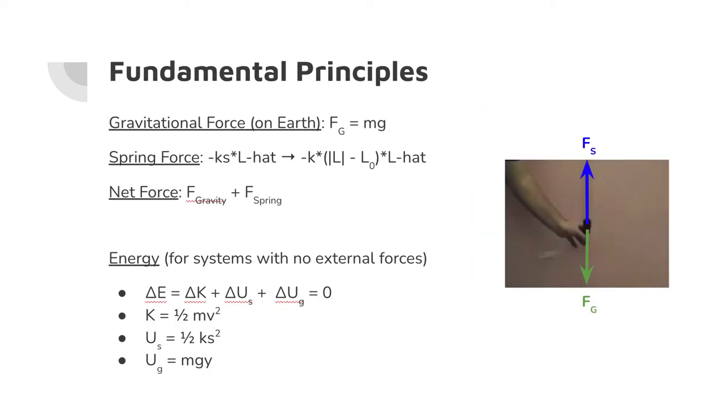Before we get to the computational model, let's first review the fundamental principles needed. Formulas for gravitational and spring force are needed because they make up the net force on the system. We will also be using the energy principle for this lab. Since our system includes the Earth, spring, and mass, by the energy principle, the change in energy at any time should be equal to 0, as no external forces are acting on our system. Additionally, we need the formulas for kinetic energy, gravitational potential energy, and spring potential energy, as they all apply to our system.